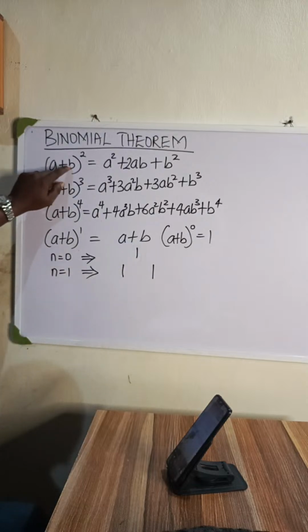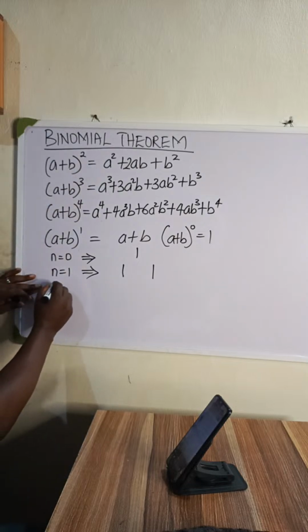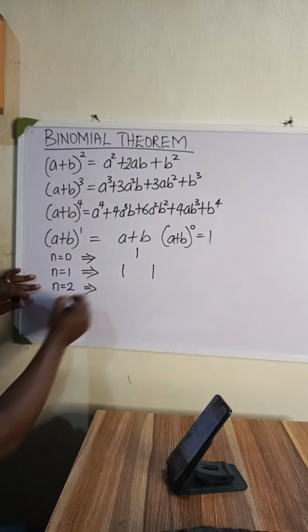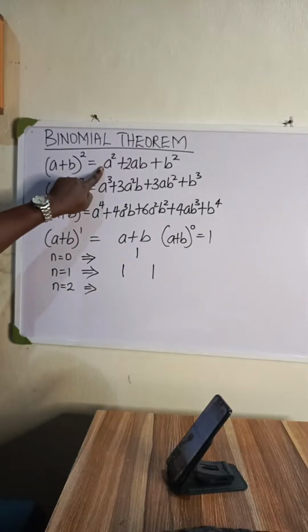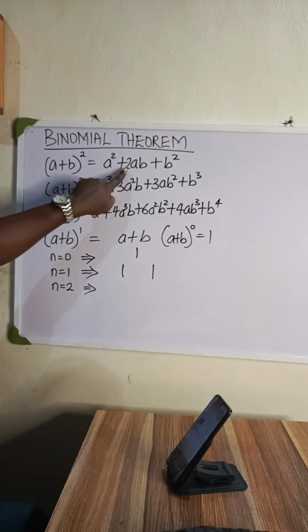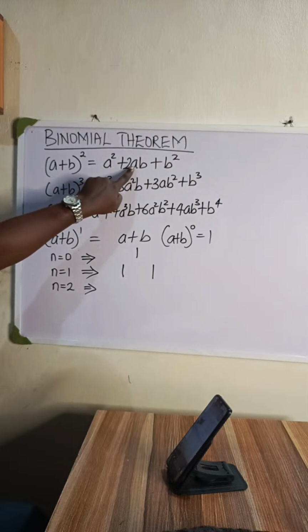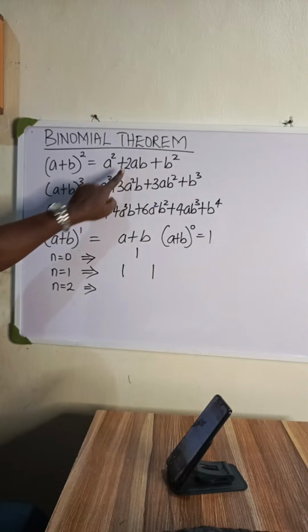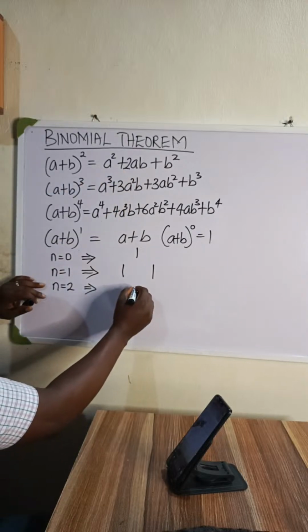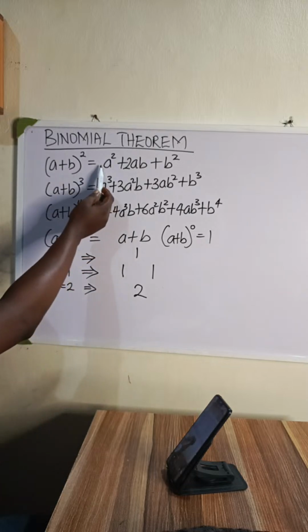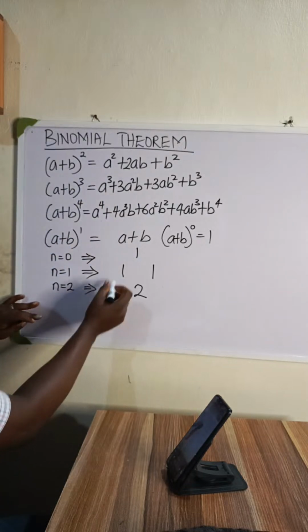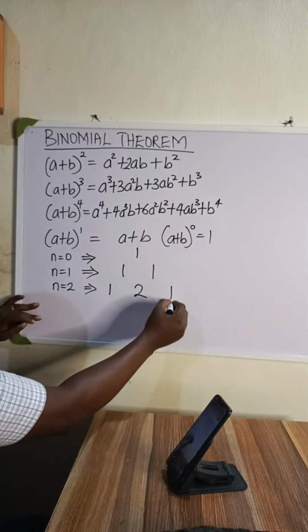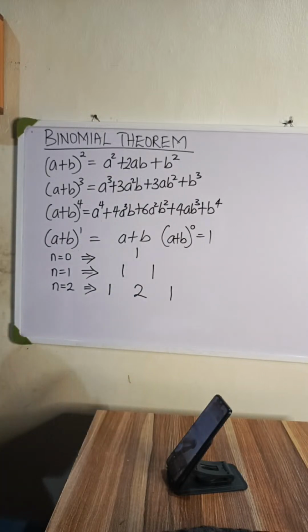So we go to when n is equal to 2. The coefficient of a squared here is 1. But let's start from here. The coefficient of AB is equal to 2. You can see 2 here, so we'll write it at the middle, 2. But the coefficient of A squared is 1. The coefficient of B squared is 1. Right? Let's go to when n is equal to 3.